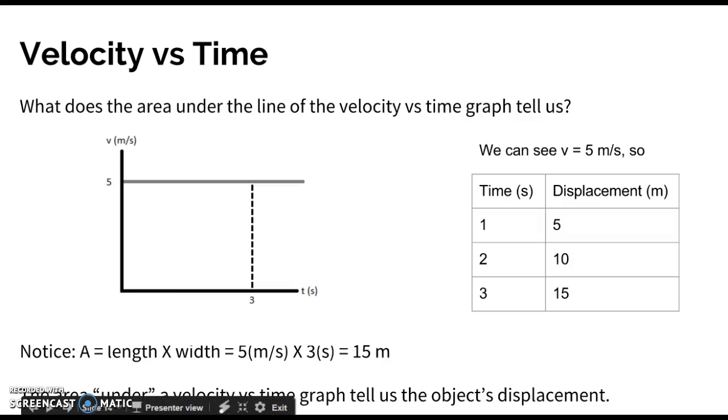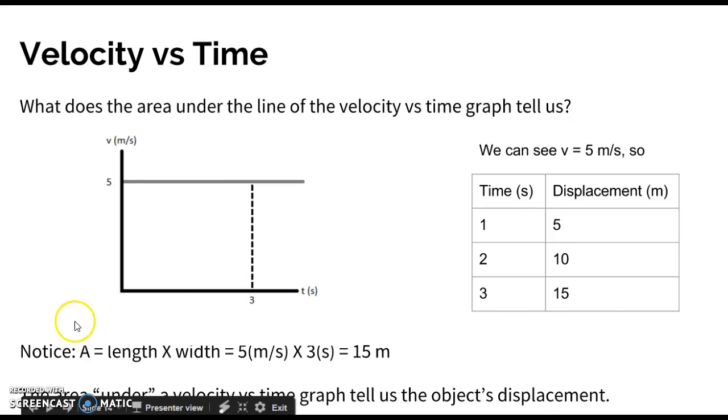Now, in addition to the slope, for a velocity versus time graph, we can actually analyze the area under the line and what that means. So let's say we had this situation here where we have a constant velocity of 5 meters per second. And let's analyze it for the first 3 seconds. If we're traveling 5 meters per second constantly, after 1 second, we're going to travel 5 meters. And then if we go on for another second, we're going to be at 10 meters. And then after 3 seconds, that's going to be 15 meters.